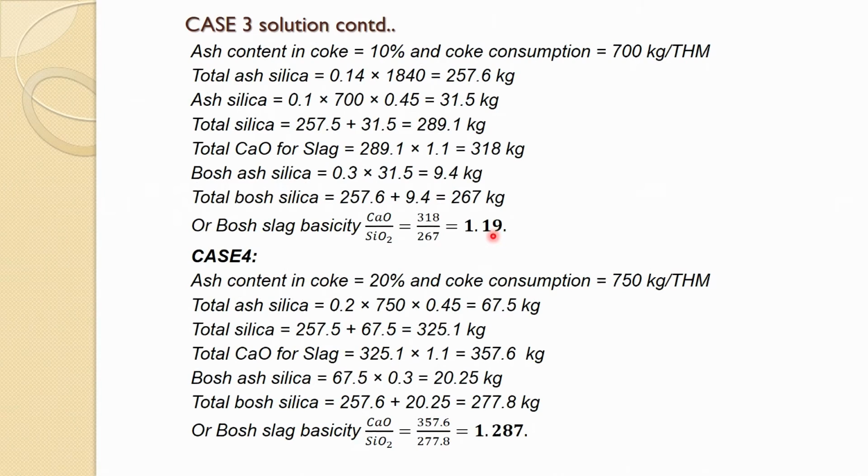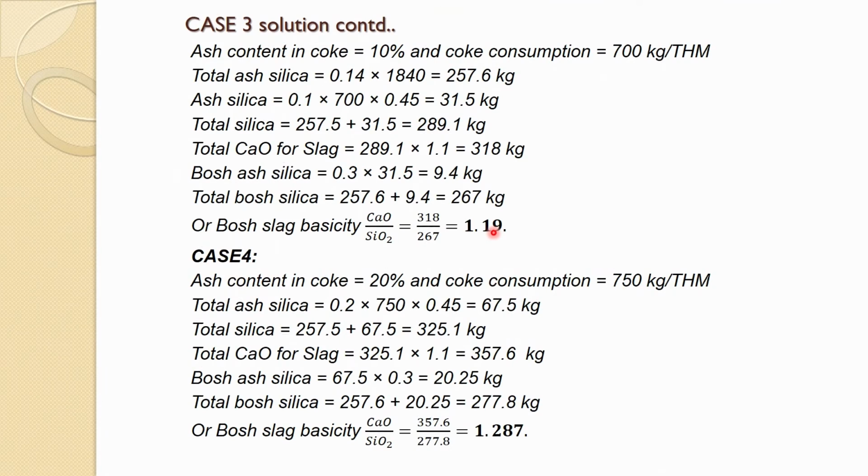So, this is really not very high if your ore is lean in iron, and then the slag basicity in the Bosh region is slightly up than the final slag, which is 1.1.